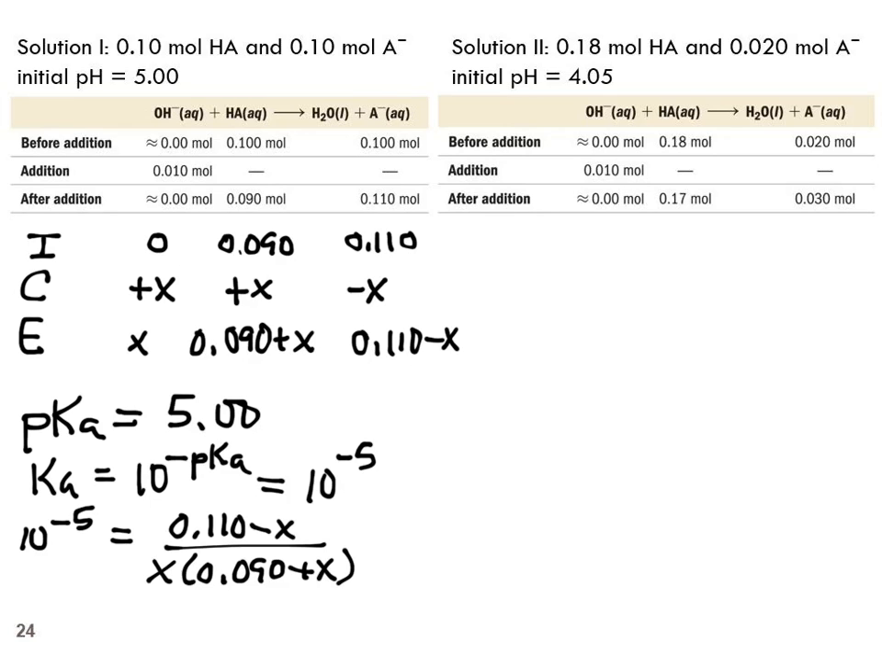So 1 EE minus 5, I'm plugging all of this in, divided by x times 0.09 plus x.